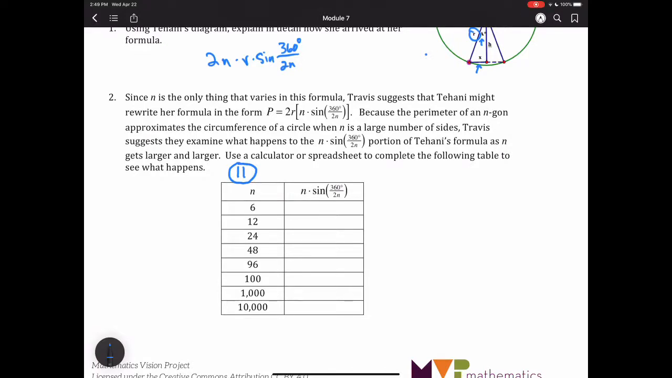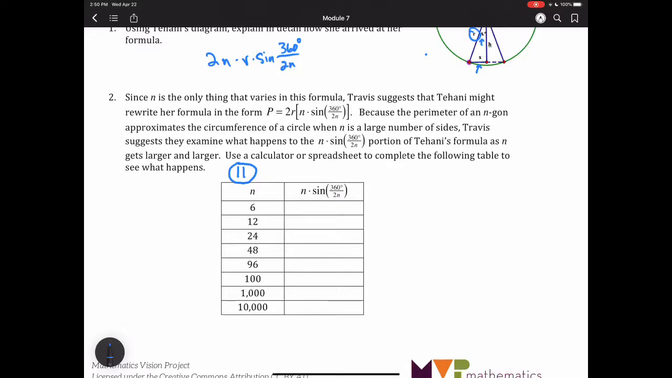Since n is the only thing that really varies in this formula, because r remains constant, we're just changing the number of sides, Travis suggests that Tehani might rewrite her formula in this form instead, where 2r is on the outside, that constant, and everything that is changing is inside those brackets. Because the perimeter of an n-gon approximates the circumference of a circle when n is a large number of sides.